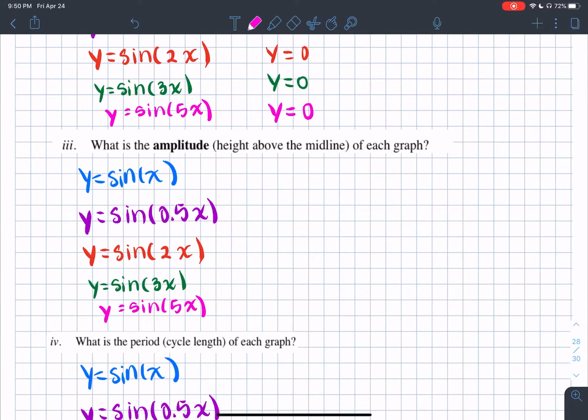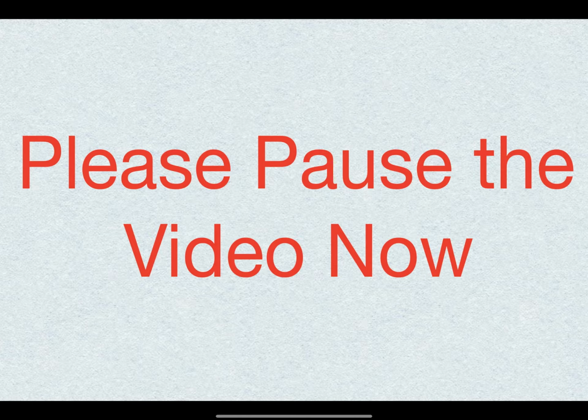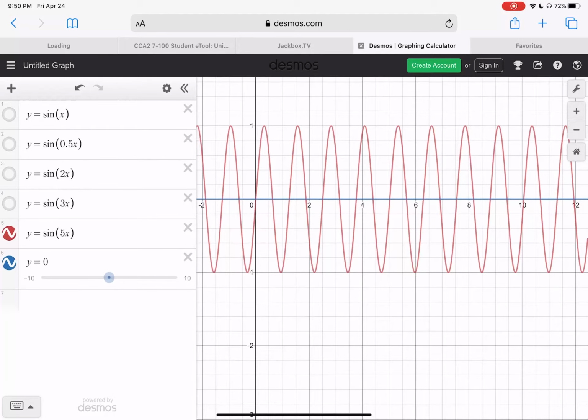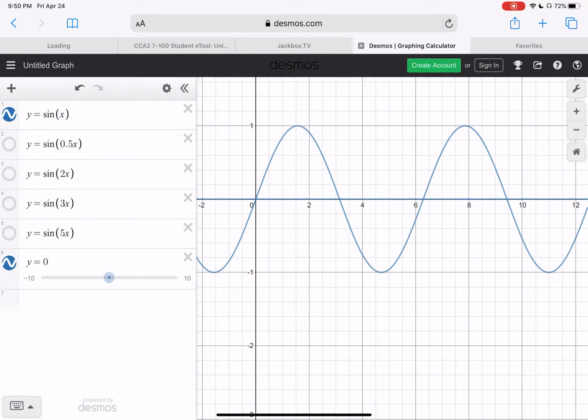Now take a look at part III, read it, and think about what it's asking you to do. Pause the video to do this now. Now that you've read and thought about it, let's talk about it. It's asking us what the amplitude, the height above the midline, is for each graph. Our midline is y equals 0, and it's asking us what the amplitude would be, the height from the midline for each graph. Pause the video now and write down what you think the amplitude of each graph is.